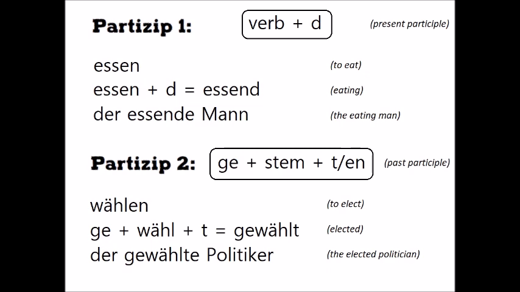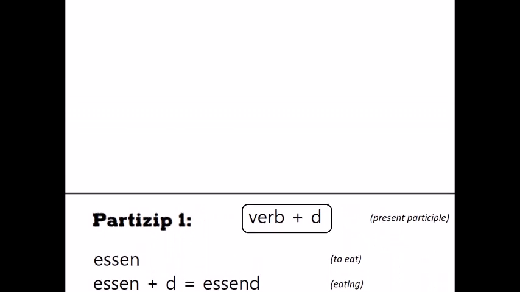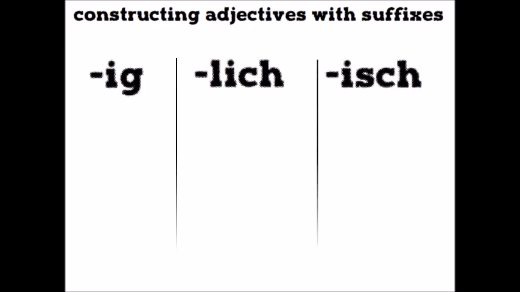There are more rules to building the past participle, which I have already covered in a tutorial, so I won't mention it here again. I'll put a link to that tutorial into the description. Now that the participles are out of the way, let's look at how to construct adjectives with suffixes, so word endings. The simplest method is taking any kind of word and adding one of the typical adjective endings.